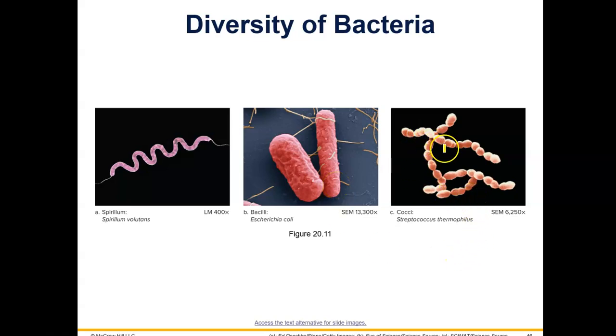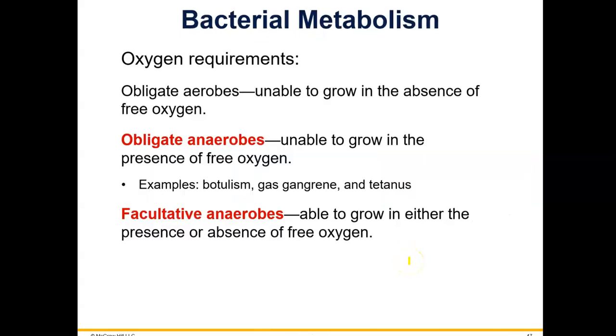And then here you can see a chain of round bacteria called cocci. Each one is called a coccus. This is Streptococcus thermophilus, and because it's in a chain, that's where the strepto comes from, but the shape is coccus or round. And we also have 4 different types of metabolism in bacteria.